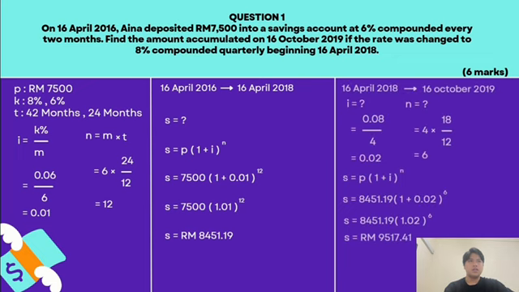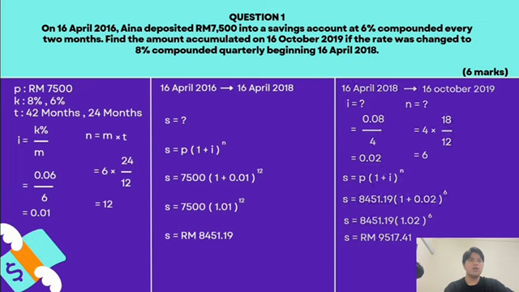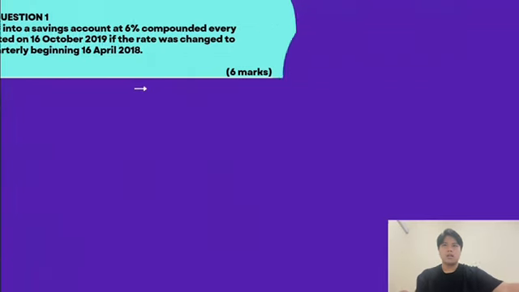We are not done. Next, we must find the 16 October 2019 accumulated amount. So first, we must find new I and new N because it changed. So K is 0.08 and M is 4 because it compounded quarterly. And you will get 0.02 for I, and N is 4 times 18 over 12, and you will get 6. Using this formula, S equal P(1 plus I)^N, substitute the numbers and you will get 9,517 ringgit 41 cents.